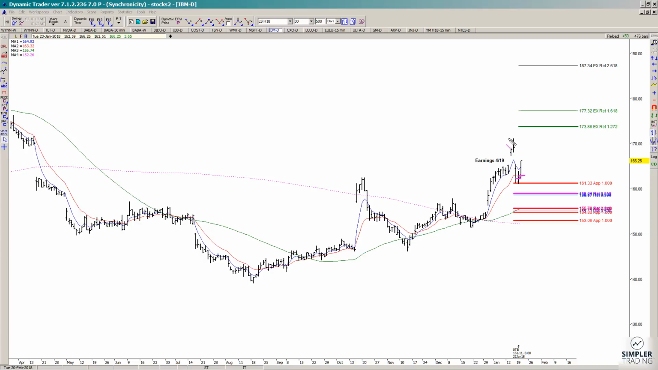The typical target is the 1.272 extension of the swing into the zone. So that means our potential upside target in IBM, at least the minimum target I look for, is 173.86. And my initial stop would have been placed underneath this low, which means it would be underneath the 161.11 area. So let's see if it continues to rally towards the target or not. Just know that I'm going to be wrong on this setup if it breaks underneath that last low.